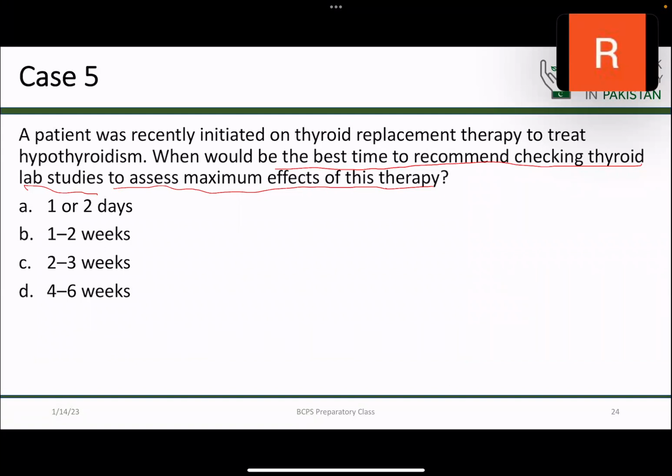Yes, so we said almost a month. They take almost a month to show effects. So the appropriate answer would be 4 to 6 weeks.